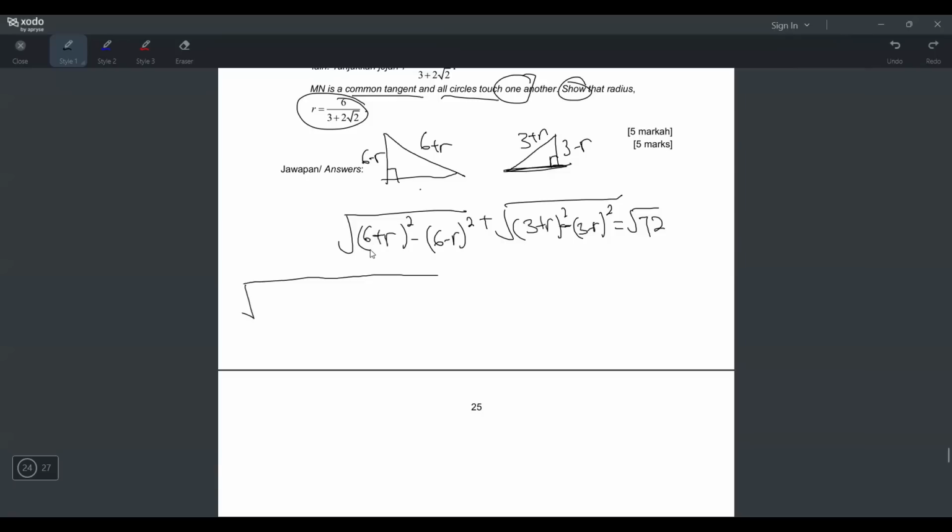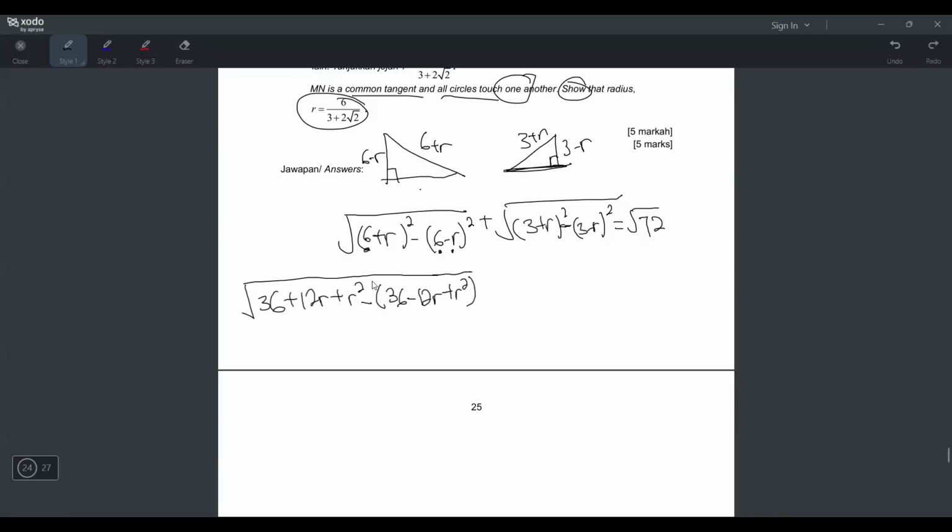So how to expand this? The correct way is to take 6 square, which is 36, plus with 6 times R times 2, which is 12R, and then plus with R square. Minus bracket. Oh, have to open bracket. Kalau tak ada bracket, salah. And then here, when you expand, you do the same. Take 6 square, which is 36. And then 6 times negative R times 2, which is negative 12R. And then take negative R square, which is plus R square. This is the correct way to expand, right?